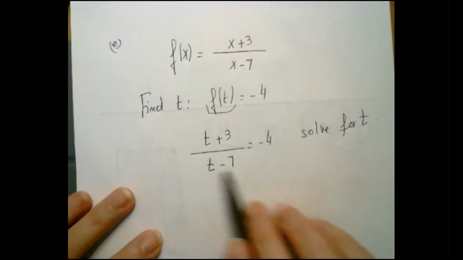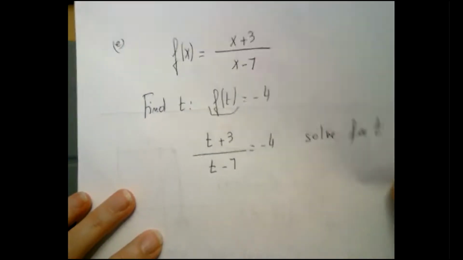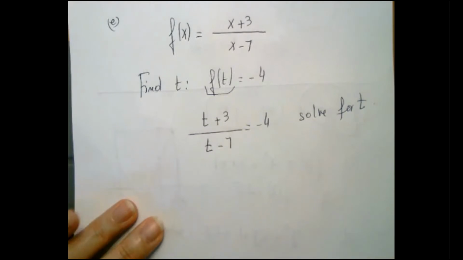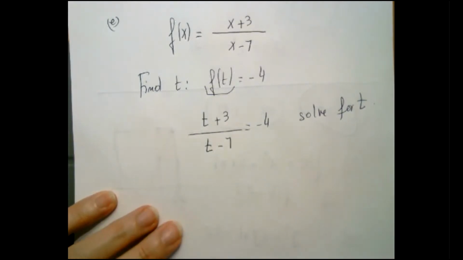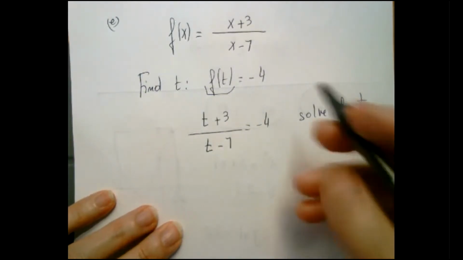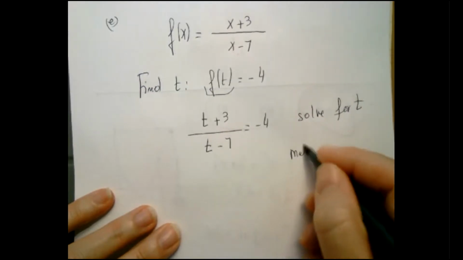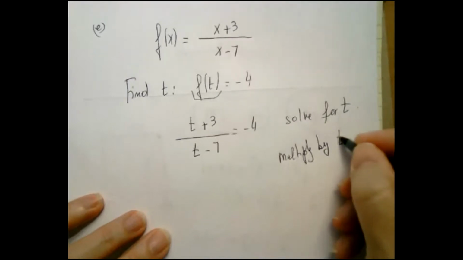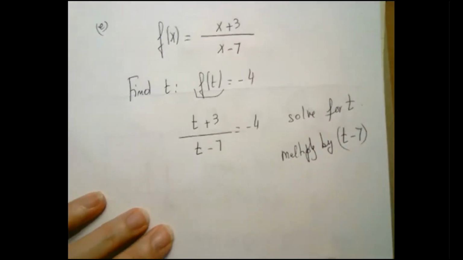I have a denominator which is problematic. How can I simplify this expression? Ideas? Multiply both sides by the denominator. So we multiply both sides by the denominator, and the math will be easy.